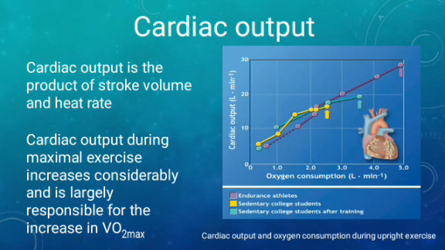Here, the graphical representation shows the relation between cardiac output and oxygen consumption during upright exercise. It illustrates the role of cardiac output in achieving a high level of aerobic metabolism. In trained athletes and students, cardiac output increases linearly with oxygen consumption throughout the major portion of the exercise intensity range, with the athletes achieving the highest values for both variables.